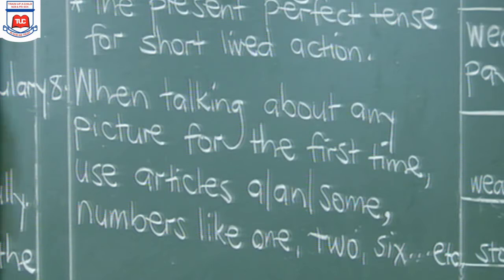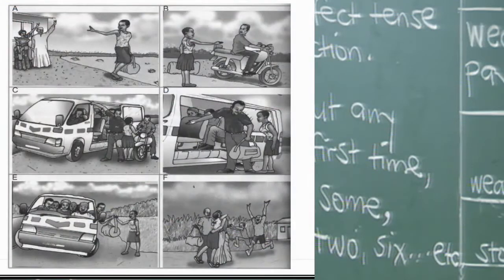Take an example of picture A. We can say "Two people are waving." I'm assuming we are using numbers for picture A. "Two people are waving to the girl." Okay? But also it is important, if you don't know them, you can also say "Some people are waving." You look at picture A, okay? "Some people are waving," okay? Good.